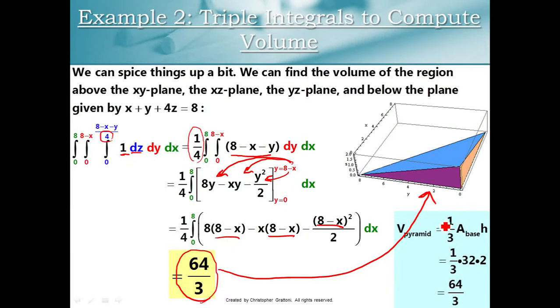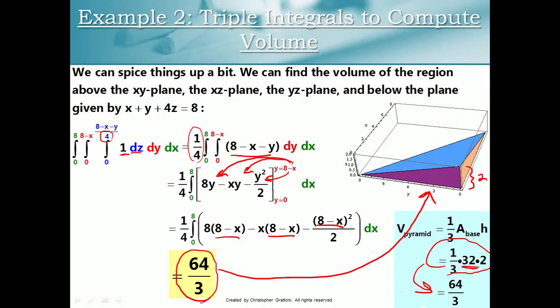And of course, you guys all know a geometry formula that would do this problem a lot faster: 1/3 area of the base times the height. The area of the base is 32. You just find the area of this triangular base here. The height is, well, you can see it right here, 2 units. So you could plug into an old-fashioned geometry formula, get the same 64/3.